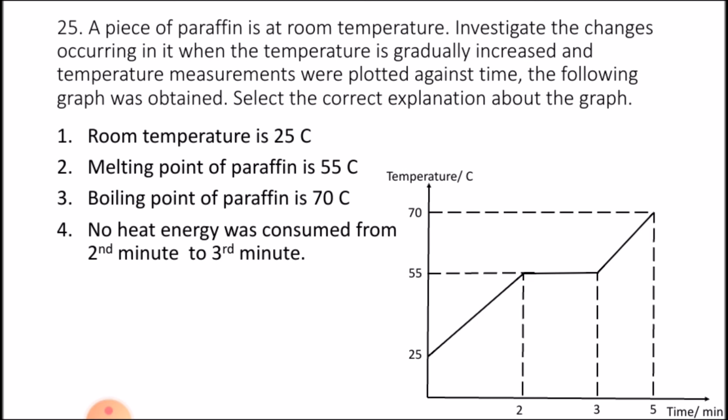Then answer 3, boiling point of paraffin is 70. We cannot say that because the curve shows that it is still increasing. And the fourth one is also incorrect. Actually it consumes heat to change its state from solid to liquid. Therefore the answer is the second one.